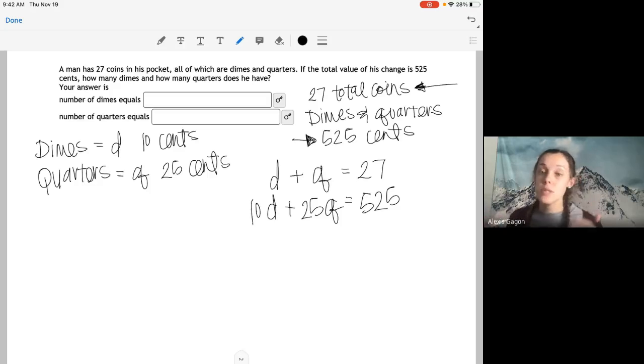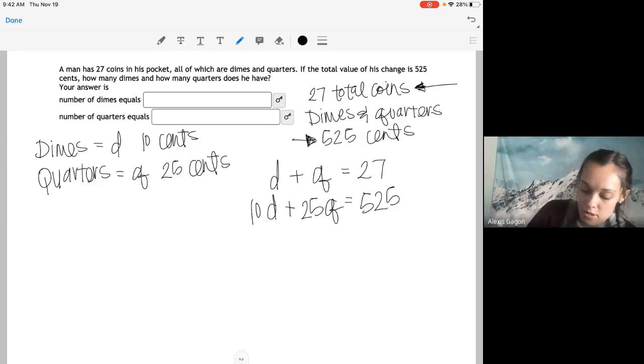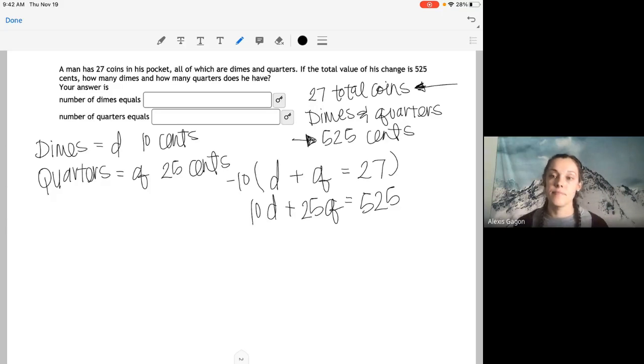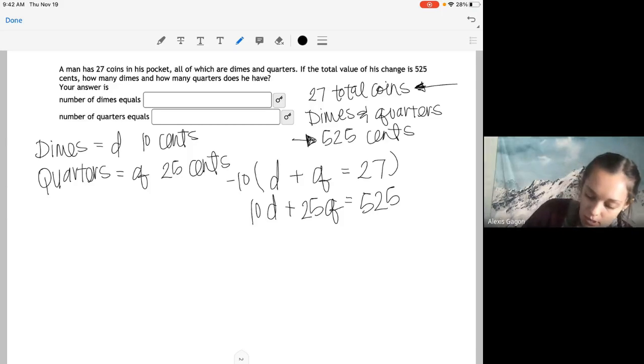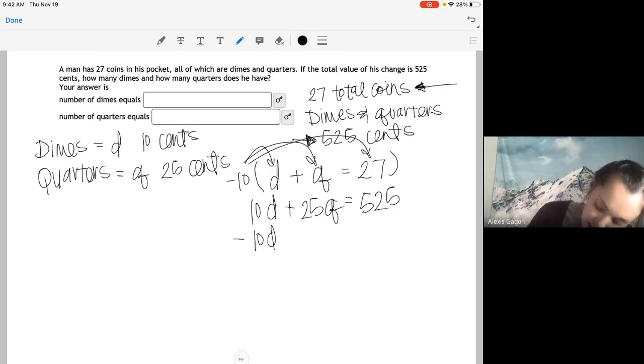Once we get the equations set up, you could use substitution here or elimination. I'm going to do elimination just because I like elimination better. Once we get to three variable equations, we have to use elimination, so it's good to practice elimination as much as possible. I'm going to eliminate the D's, so I'm going to multiply this top equation by -10. Then this will distribute into all of these, so that's going to be -10D minus 10Q, and that equals -10 times 27, which is -270.